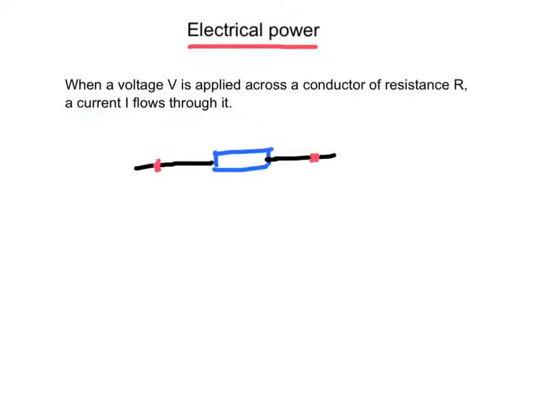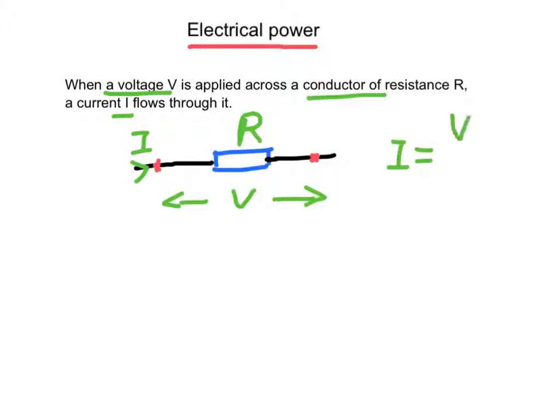Electrical power. When a voltage V is applied across a conductor of resistance R, a current I will flow through it, with I equal to V over R.